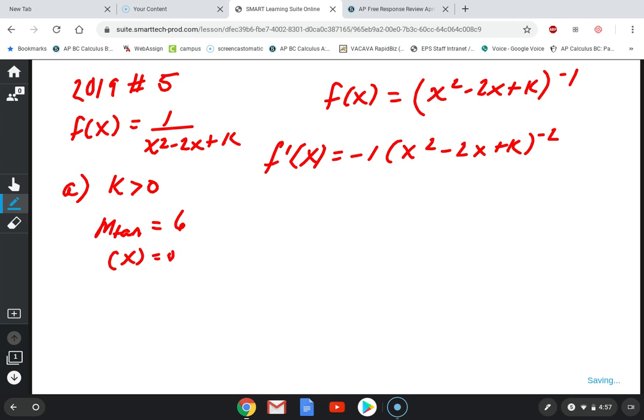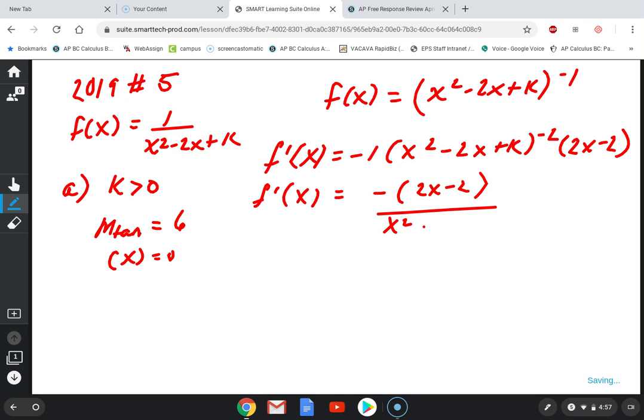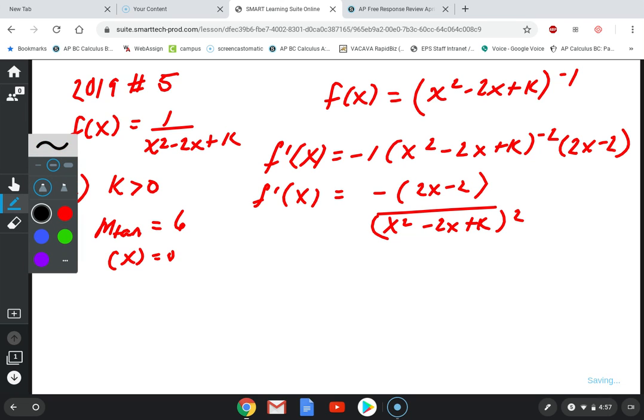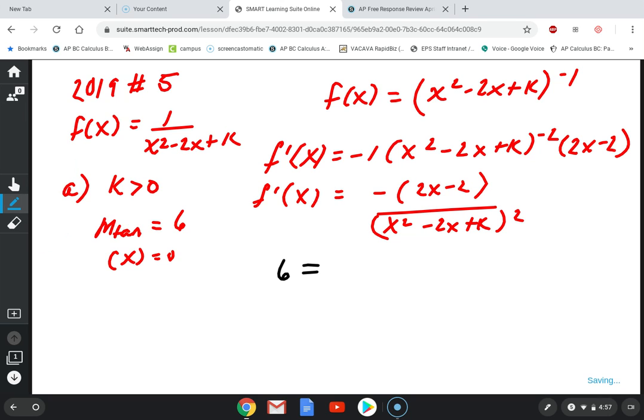That's using the power rule. And then the chain rule, the derivative of the inner function, which is 2x minus 2. So I have f prime at x equals negative 2x minus 2 over x squared minus 2x plus k quantity squared. So I'm going to take my f prime of x and replace it with the 6, and I'm going to replace x with 0. So I have negative 2 times 0 minus 2 over 0 squared minus 2 times 0 plus k squared.